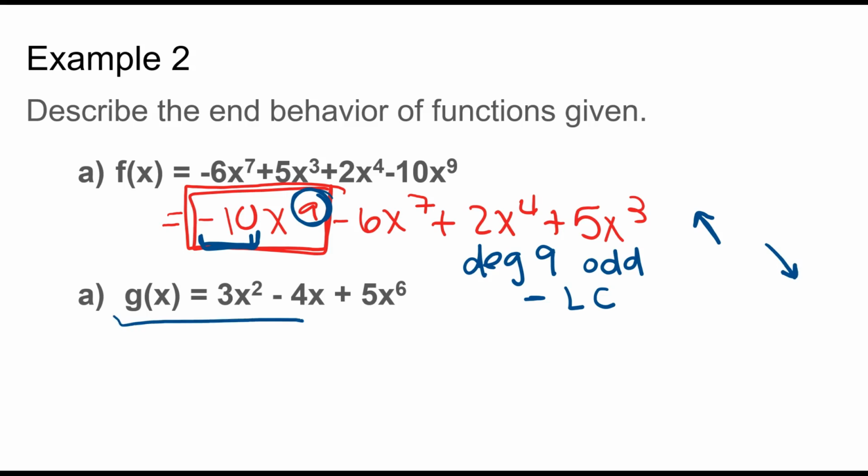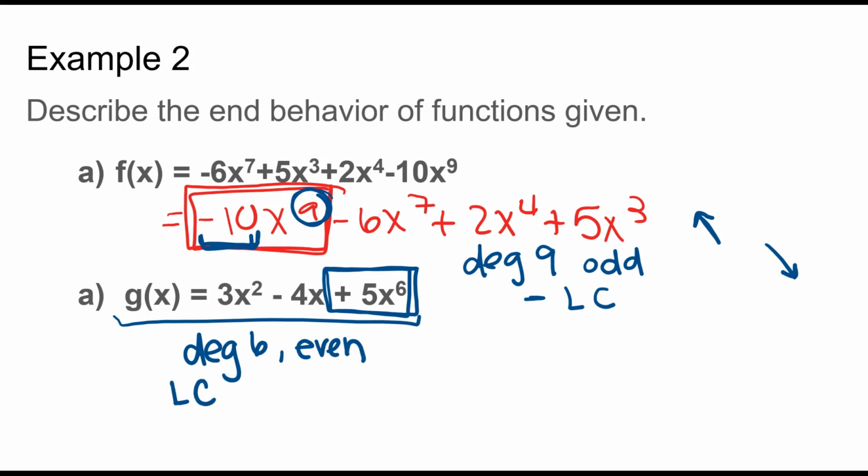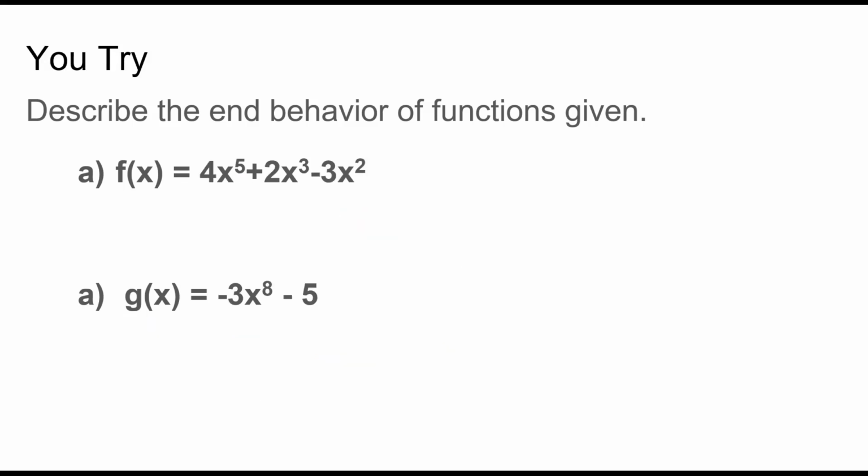Let's take a look at this function here. This term would go first if I was to rewrite it in standard form. The degree is 6, so that's even. The leading coefficient is 5, that's positive, so the end behavior is going to look something like that. You try these two examples.